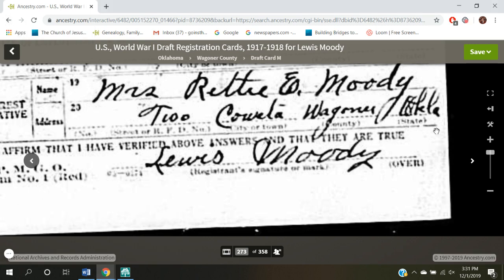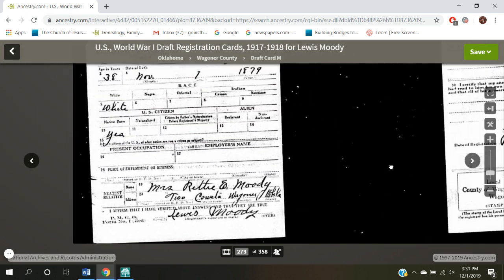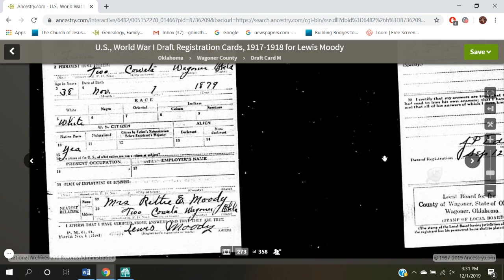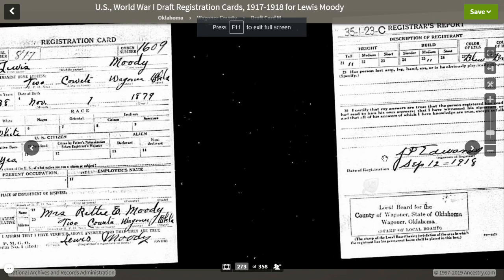All right, now I'm going to reduce this and make it smaller again. And sometimes I'll push FN and then F11. And what that does is it gives me the full screen.